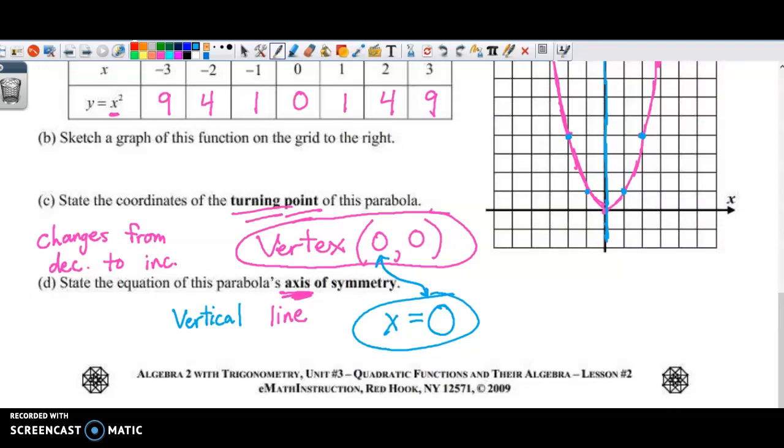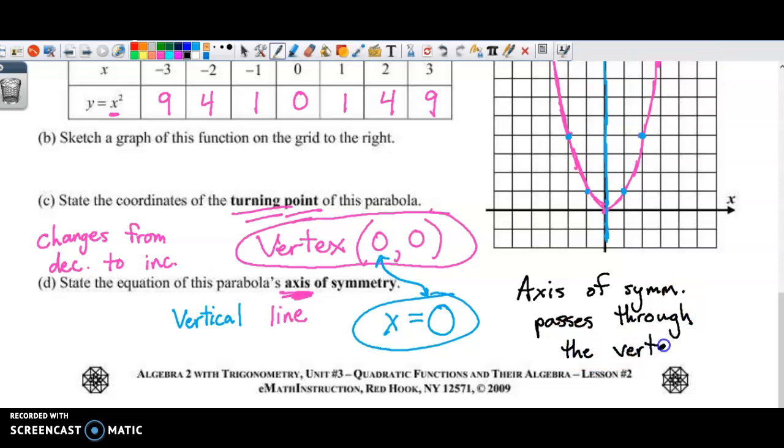So the axis of symmetry passes through the vertex. That's important, so I'm going to write that down. The axis of symmetry passes through the vertex. And that is true of all parabolas, of all quadratics.